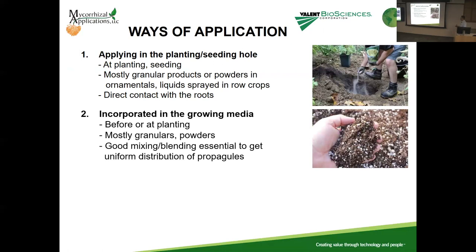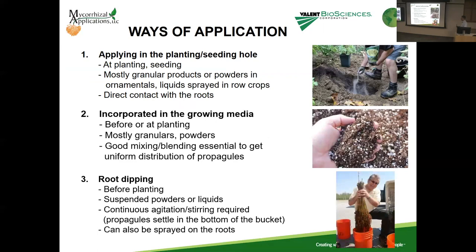It could be incorporated in the growing media before or at planting, and mostly granular or powder products could come into account. But the most important thing is that you have to provide a very good blending or mixing with the growth medium, because these tiny cells where the plants or the seeds are going to be seeded are going to contain only 2 or 3 propagules on average. So that's really, really hard to achieve under commercial conditions, to have a very, very uniform blending.